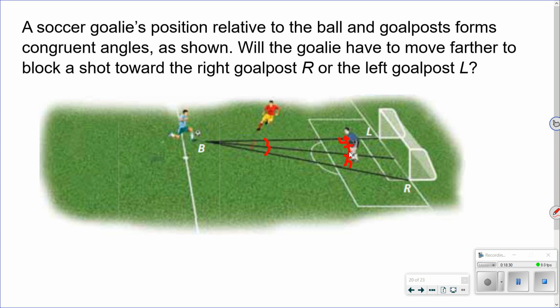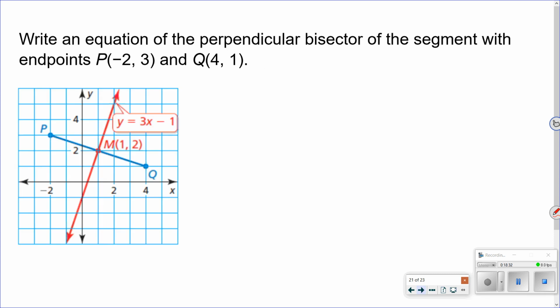Hey, there's one other type of problem in this assignment. I'll show this to you real quick here. It says write an equation of a perpendicular bisector of the segment with endpoints P, right here at -2, 3, and Q with the endpoints at 4, 1. So they have it drawn for you right here, and actually, they have the answer for you. So that's kind of lame. Let's try a different one.